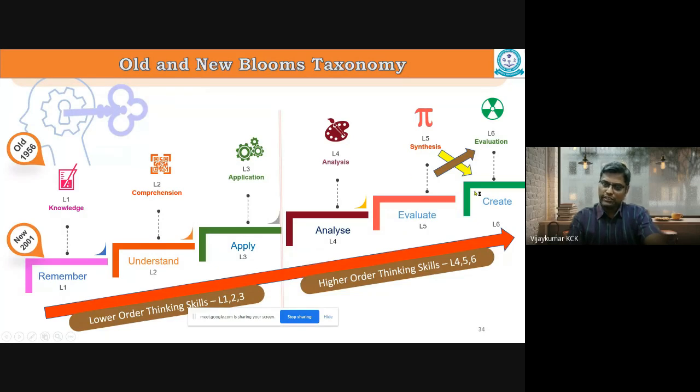So these are interchanged, but the same six things are recommended for assessing the student's learning ability. Here, L1 to L6, or rather K1 to K6: the first three we call lower order thinking skills. The next three, L4, L5, L6, or otherwise K4, K5, K6, are called higher order thinking skills, HOTS. This is what I looked at about 6-7 years back.